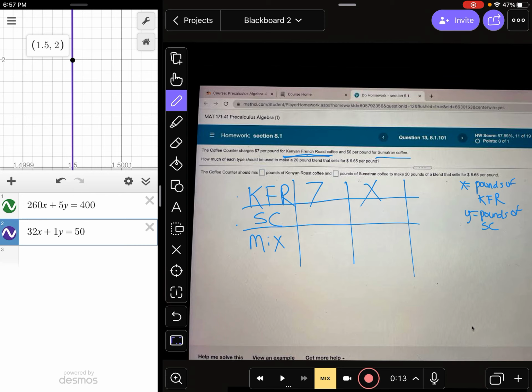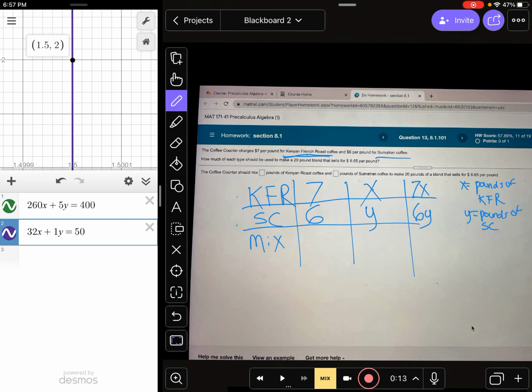Now if I multiply these together, it's $7 per pound. X is the amount of pounds. So if I multiply this together, 7x is going to be the total cost for the Kenyan French roast. For the Sumatran coffee, it's $6 per pound. Again, I don't know how many pounds I have, so I called it Y. If I multiply it together, I'm going to get 6y. That's going to be the total cost of Sumatran coffee.